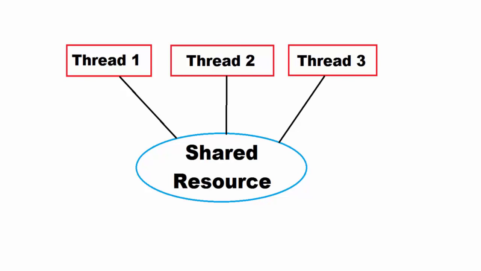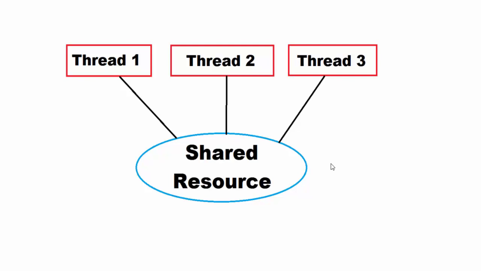So let me explain the thread synchronization problem with the diagram. In this diagram, you can see there are three threads and all these threads are sharing the same resource. It can be a global variable, for example. As long as all these threads are accessing this shared resource one by one, not at the same time, everything will work fine. But the problem arises when two or more threads try to access the same global variable or shared resource at a particular time. And this kind of situation is called the race condition.